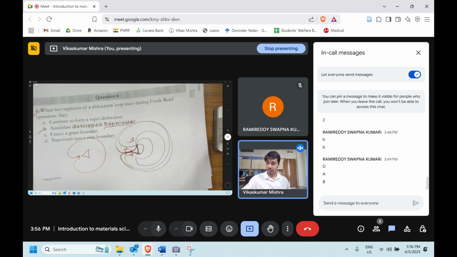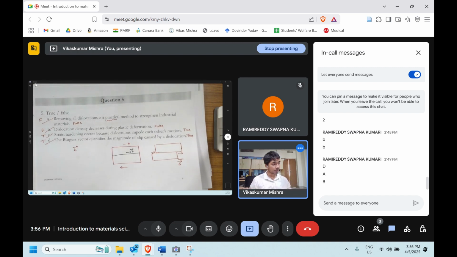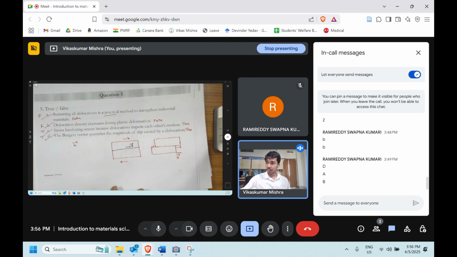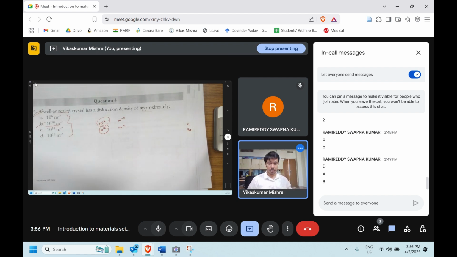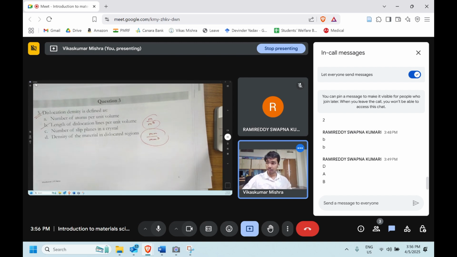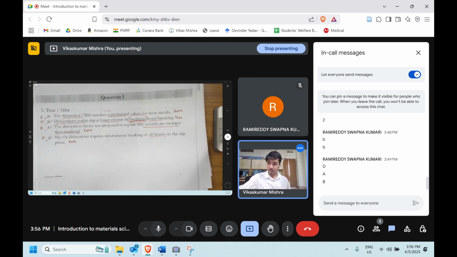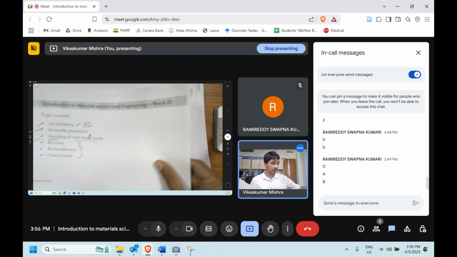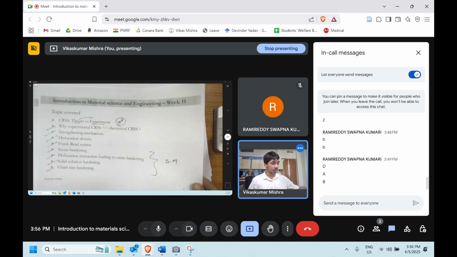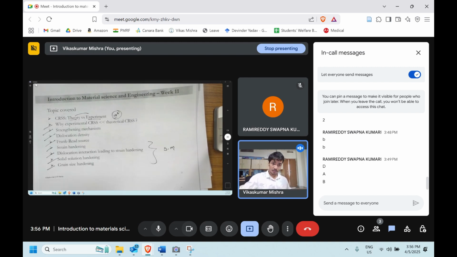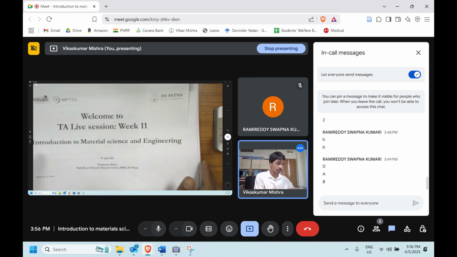Frank-Read source shows how the dislocations are going to be created within the material during plastic deformation. And then we discussed the dislocation density, how we will define it, and the practical strengthening mechanisms, and here about the CRSS. These are the list of the content that we have covered in this particular class, in this particular week. So with that, our today's doubt solving session is completed.